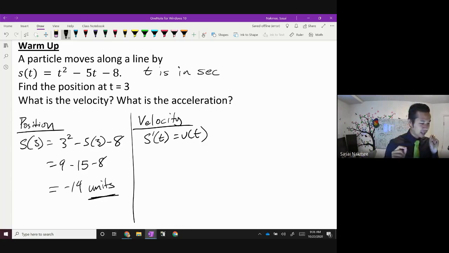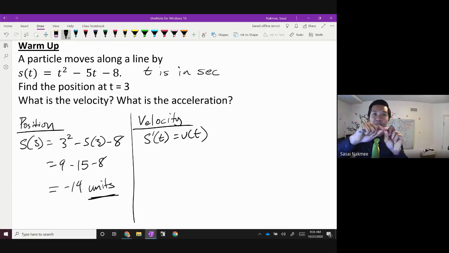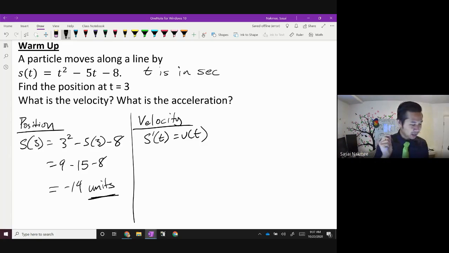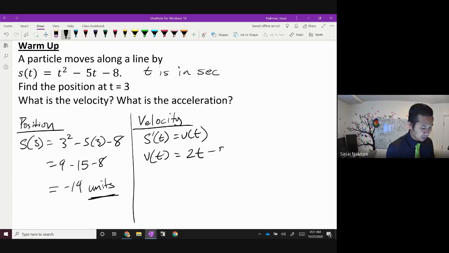Like if I was doing the average velocity from t equals 3 to t equals 4, I want the average speed there. Whereas if I want the velocity exactly at t equals 3, then I need to take the derivative of this. So taking the derivative of the position function, I get my velocity function, which is going to give me 2t minus 5. And hopefully you guys understand.